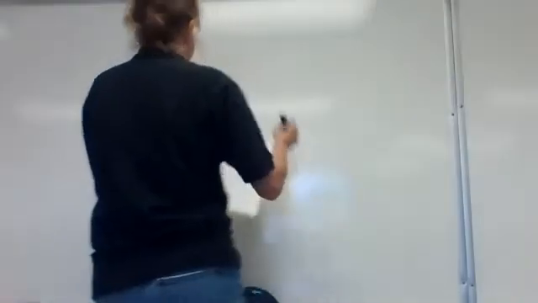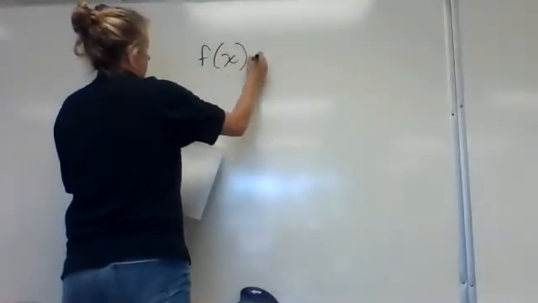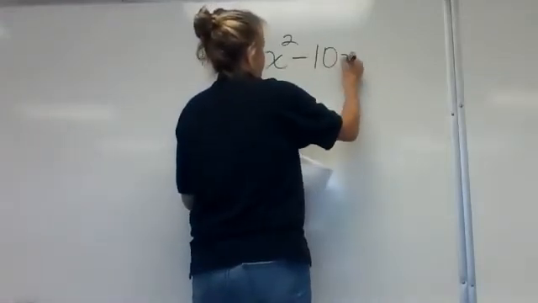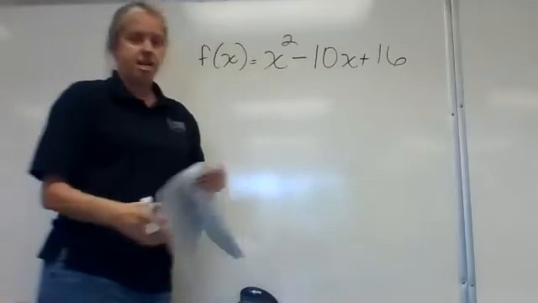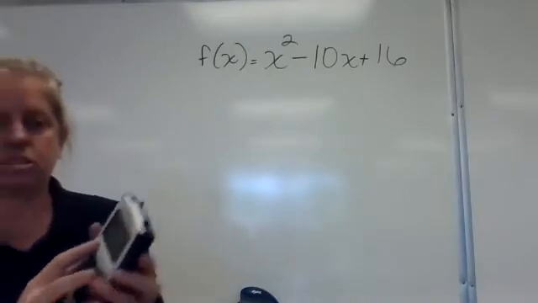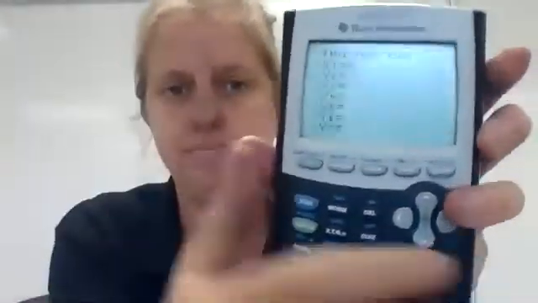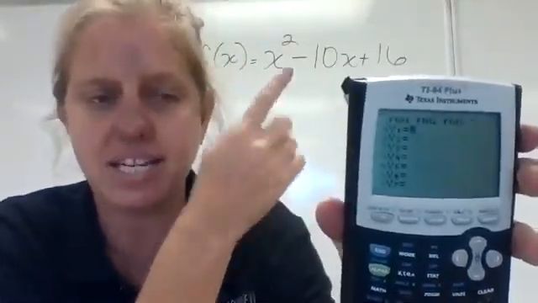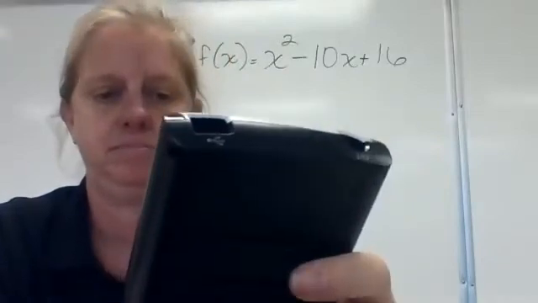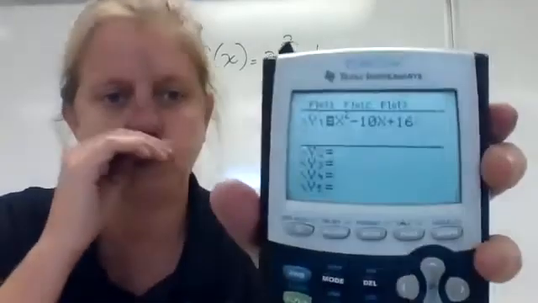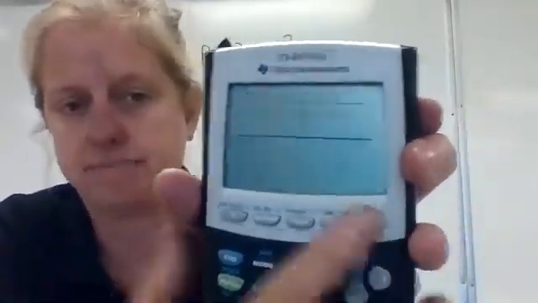Right? Number 13. All right, same kind of problem. It's just going to ask more information about this one. F of x equals x squared minus 10x plus 16. And again, it's going to start off by asking me the vertex. So again, I'm going to go to my y equals and clear it out and put in this new function. So x squared minus 10x plus 16. Let's graph it.